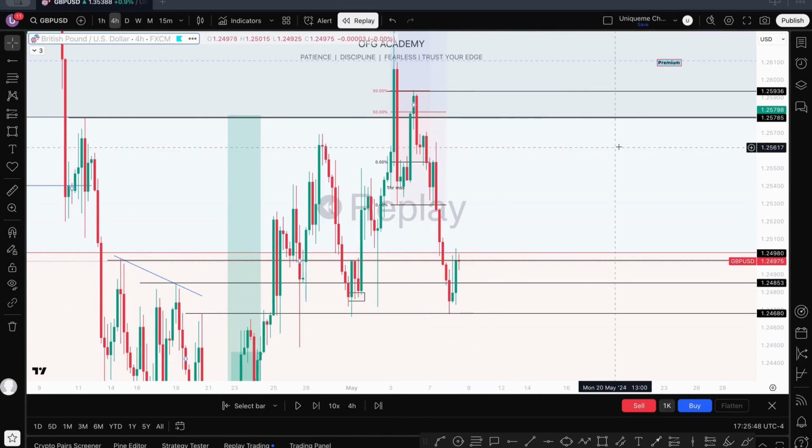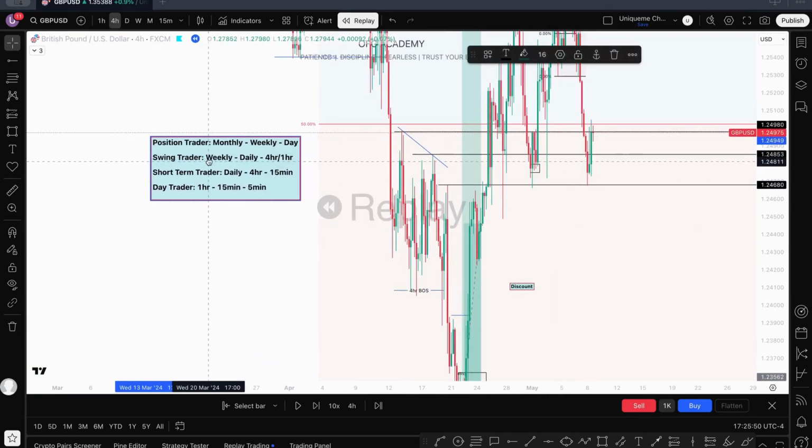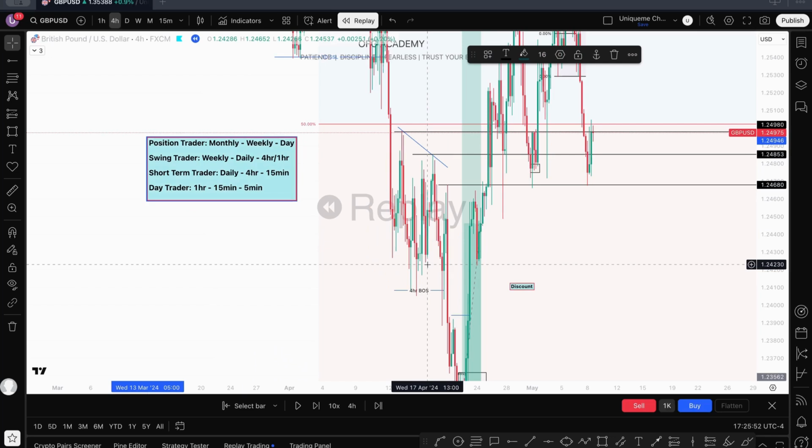We are all analyzing the market the same way, but what makes us different is just this. Are you a position trader? Are you a swing trader? Are you a short-term trader? Are you a day trader? You need to find out which category you fall in. The category you fall in will help you to know what kind of trader you are, what you are looking for in the market. I hope this helps you in a big way.